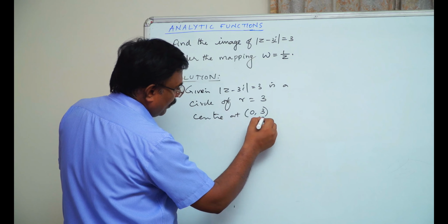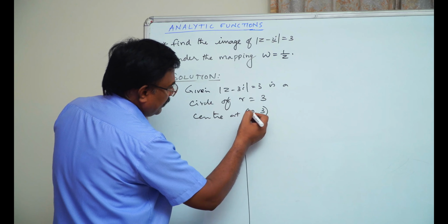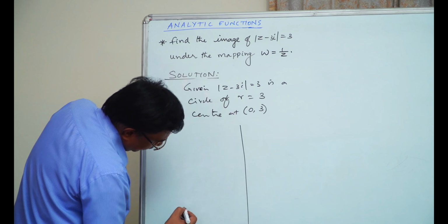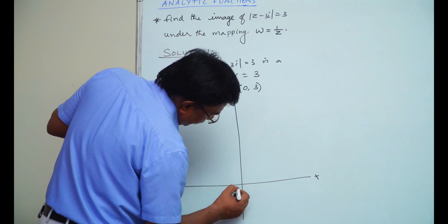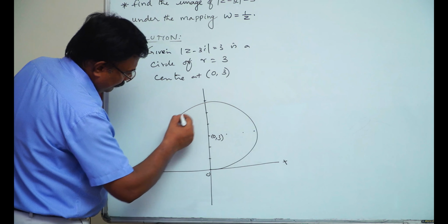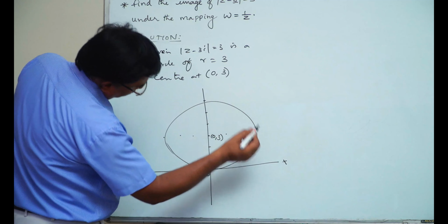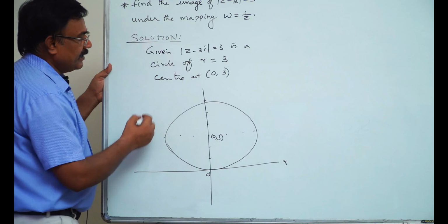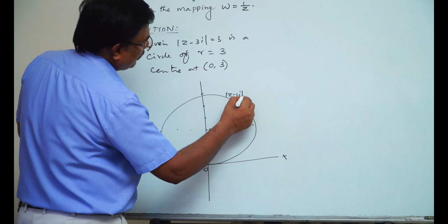So we have to draw one diagram. This is y axis. Since 0 comma 3 is the center, I can draw x axis here, 0, 1, 2, 3. So 0 comma 3 is the center, radius is 3. One more extension is needed. You can draw the diagram neatly, but this is a marker board, so I can try to draw one circle. This is a circle, modulus of z minus 3i is equal to 3.